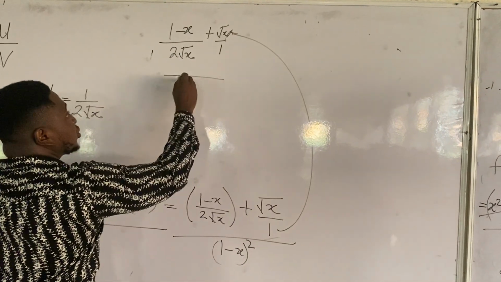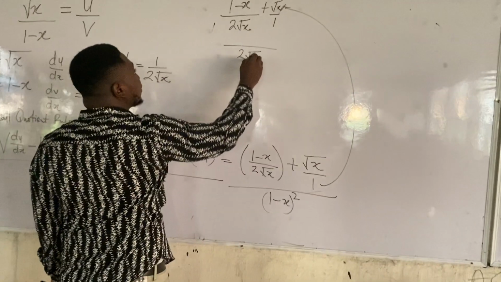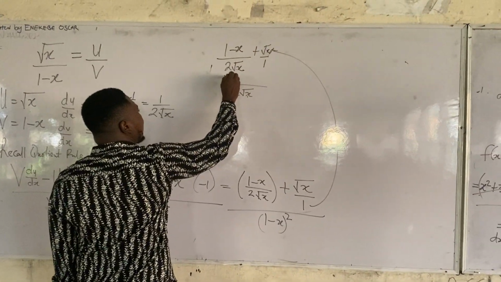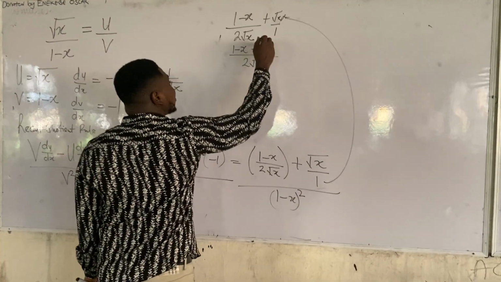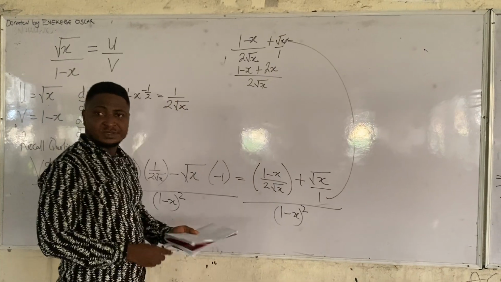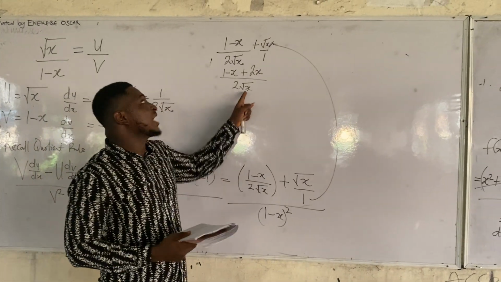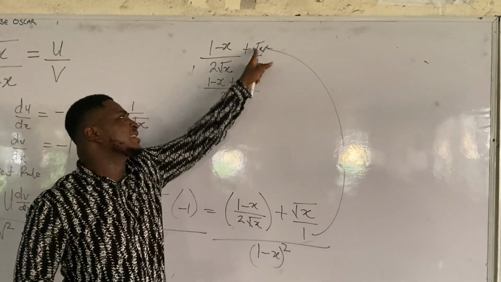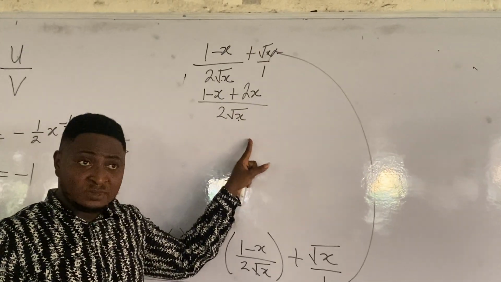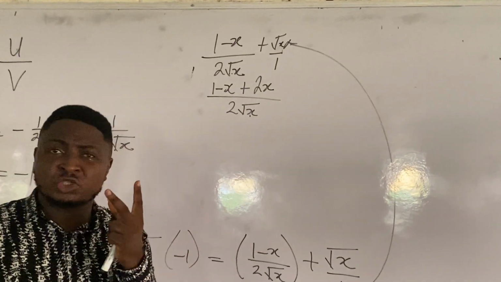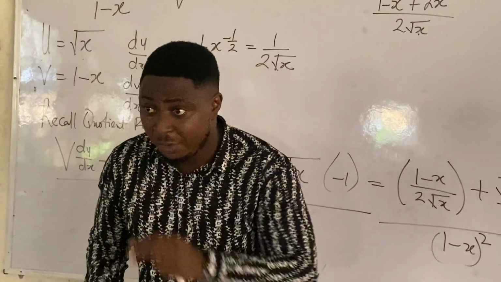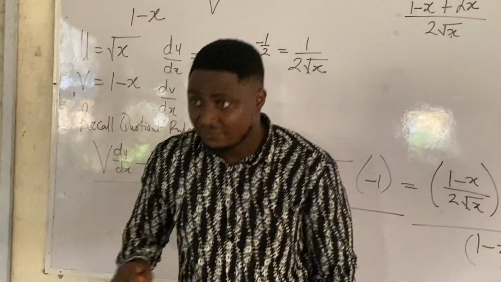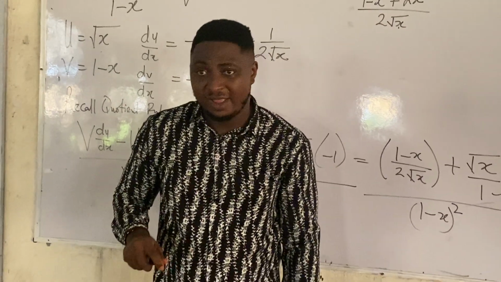Let's find the LCM. It's 2 root x, right? 2 root x and 2 root x is 1. 1 times 1 minus x, plus 2 root x in 1 is 2 root x. 2 root x times root x is 2x. Plus root x times root x is x. The multiplication of two similar surds is the element itself. Root 2 times root 2 is 2. Root x times root x is x.